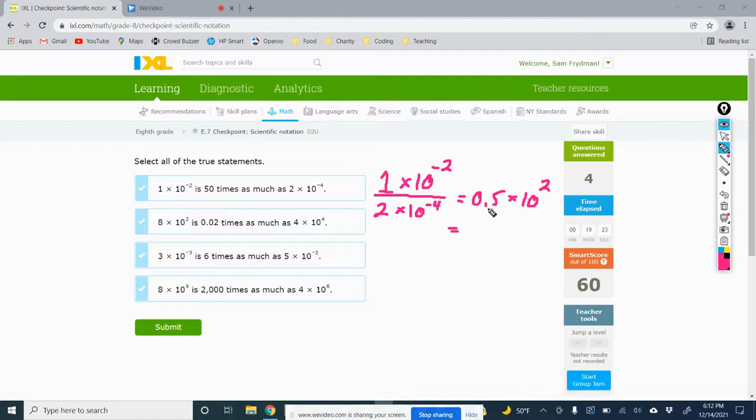In standard form, I'm going to move this 2 spaces to the right. Since that's a positive 2, I'll move it to the right. 1, 2, and that puts a 0 in this blank space, and that would give me 50. So yeah, 1 times 10 to the negative second is 50 times as much as 2 times 10 to the negative fourth. Okay.